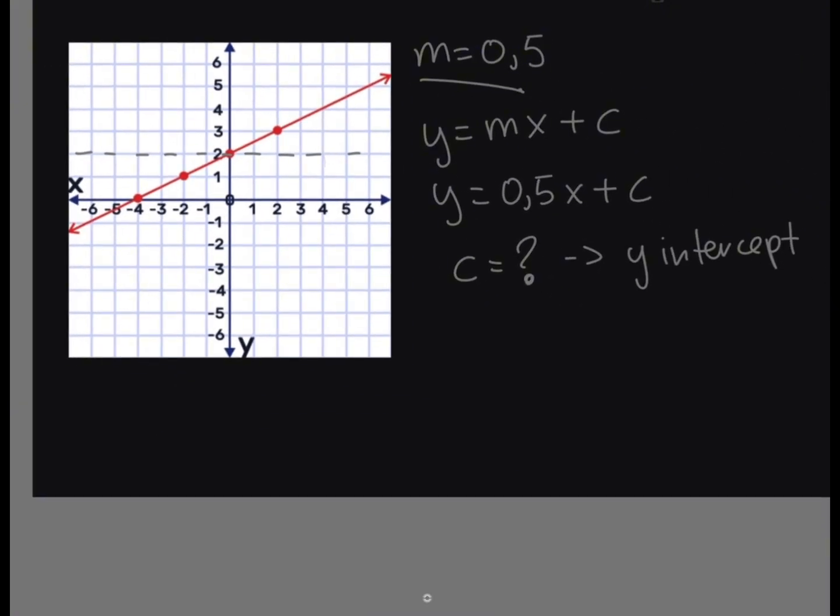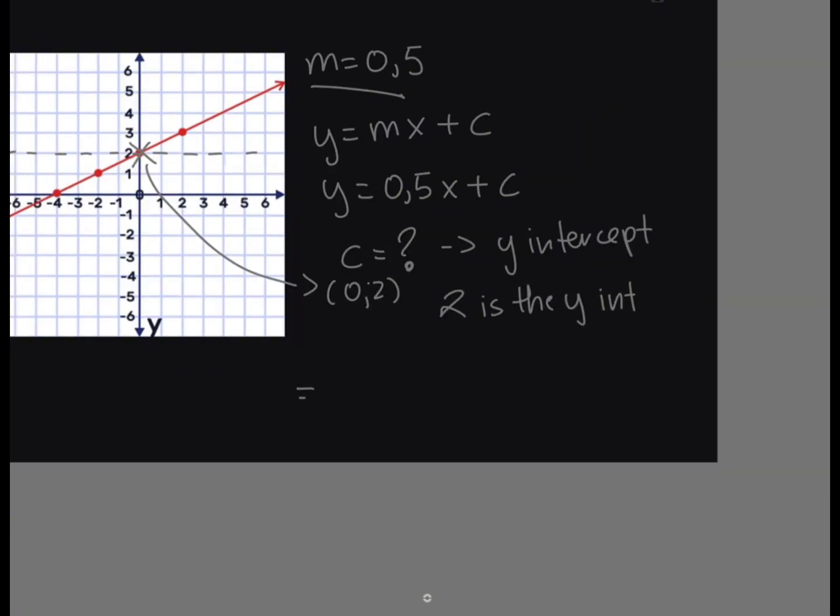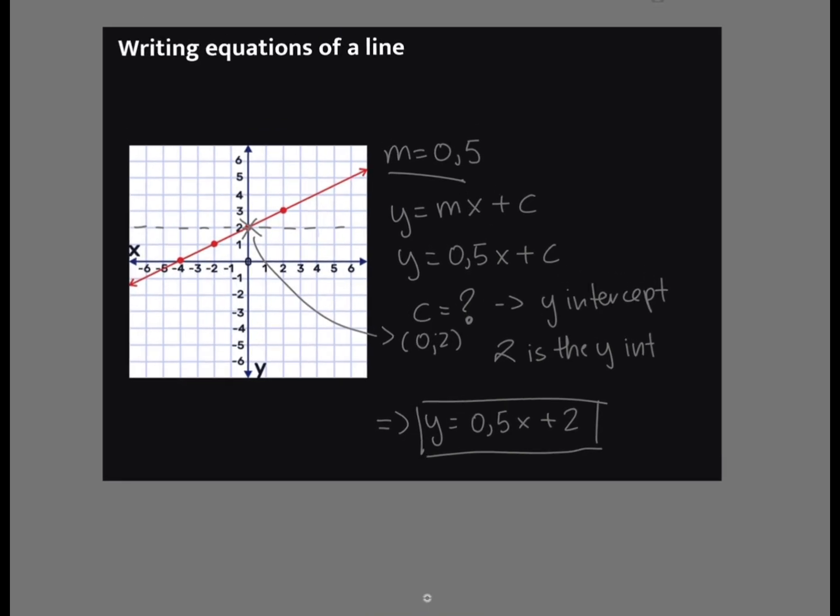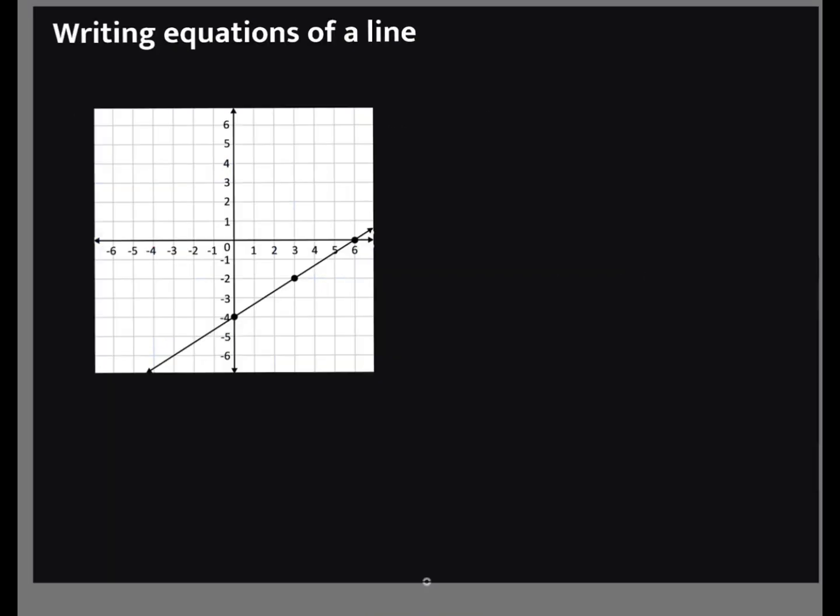So we can see the graph intercepts the y-axis at the point (0, 2). So we have found the y-intercept, which is 2. To find the final answer, we substitute everything into our equation. Now let's work on this graph.